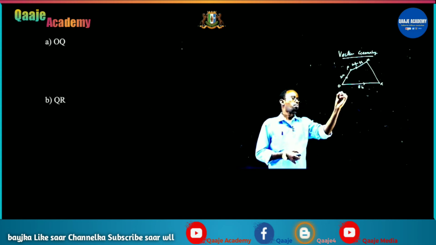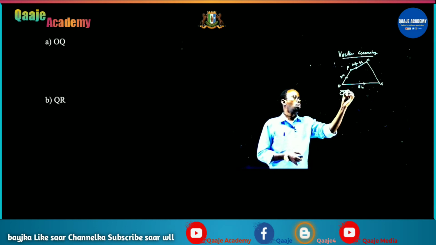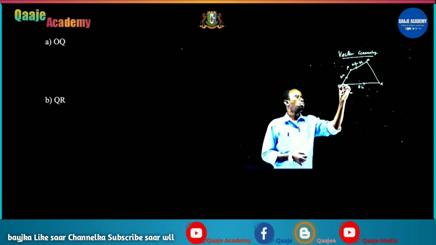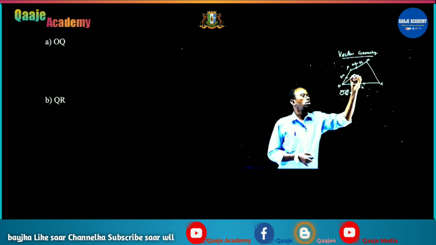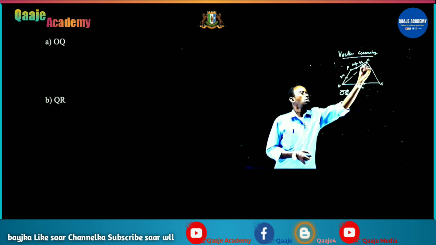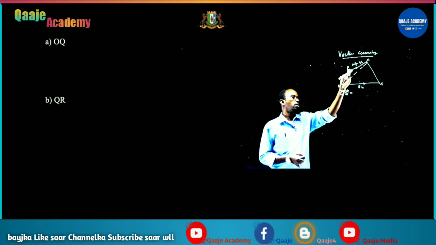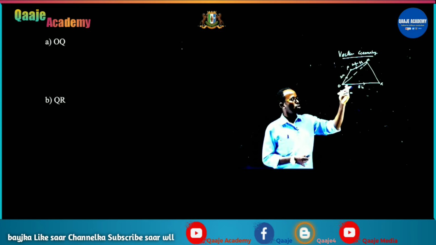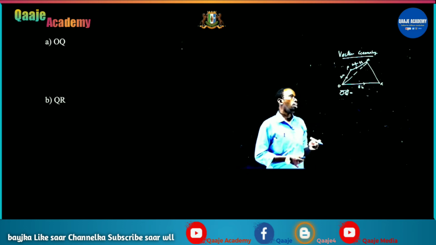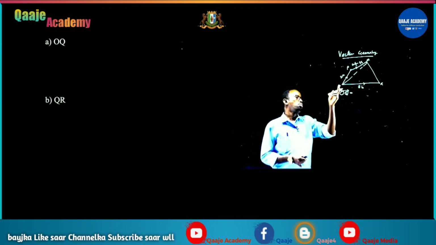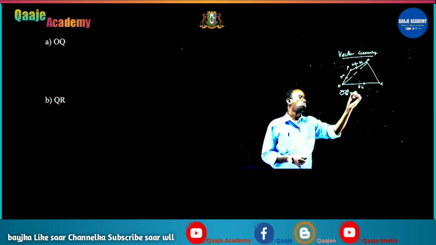OQ. OQ is the distance from O to Q. Now there are two routes. You can follow the route OP and then PQ. OQ means move from O, go to Q: O to P and then P to Q. Or you can move this way, from O to R and then R to Q. Now I'll be using this route, so OQ will be equal to OP plus PQ.